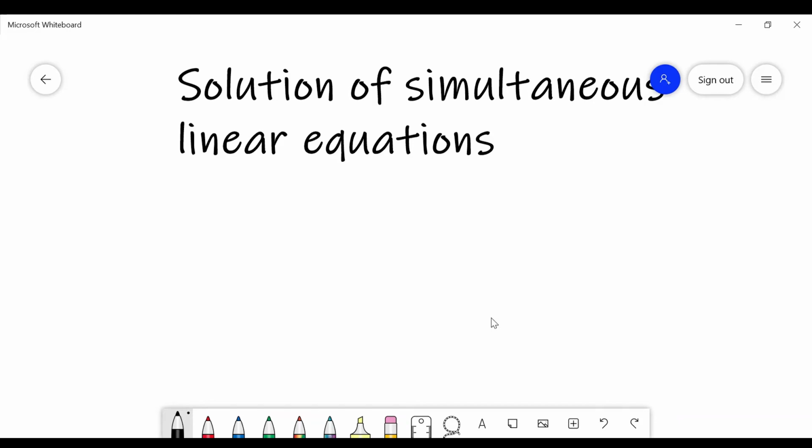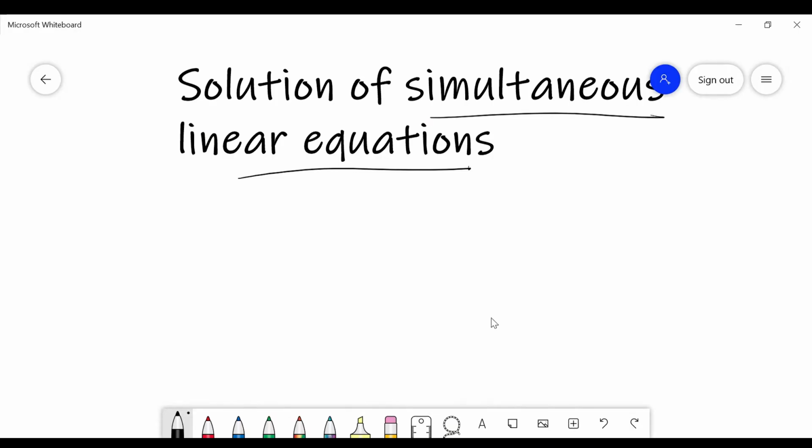Hello friends. Today the topic which we are going to cover in this session is solution of simultaneous linear equations. If we talk about this topic, simultaneous linear equations, this is one of the most important applications of matrices.